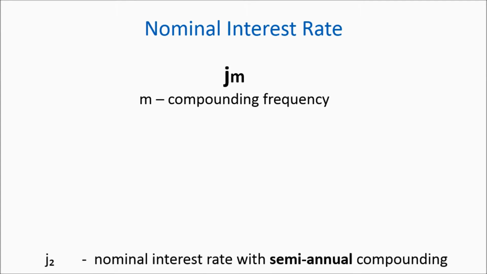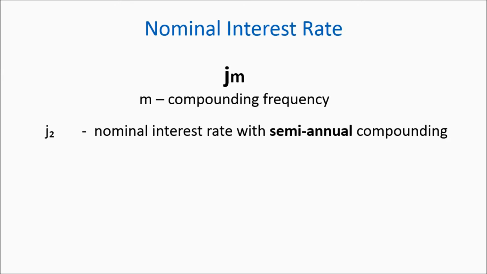First, let's look at the nominal interest rate. The nominal interest rate always has a certain compounding frequency. It's written down as Jm, where m is the compounding frequency. The compounding frequency tells us how many times per year the rate is compounded. For example, J2 is the nominal interest rate compounding 2 times per year. It's called nominal interest rate with semi-annual compounding. This is the most common rate you will see in the course.